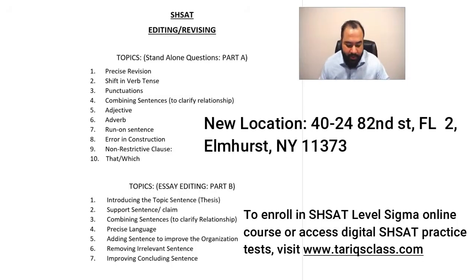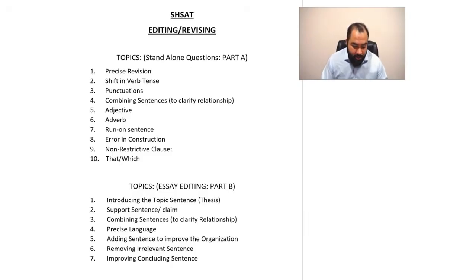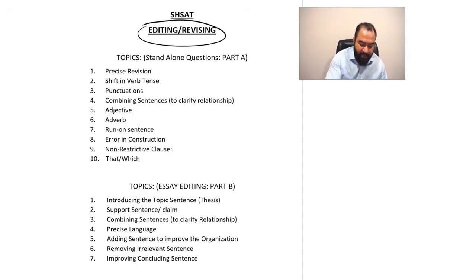Today we're going to talk about some ELA contents that are going to help you during your SHSAT exam. At first you will face some editing and revising questions, as you know. The topics you have to know for this are precise revision, shift in verb tense, and punctuation. I'm going to explain these terms in a later video.